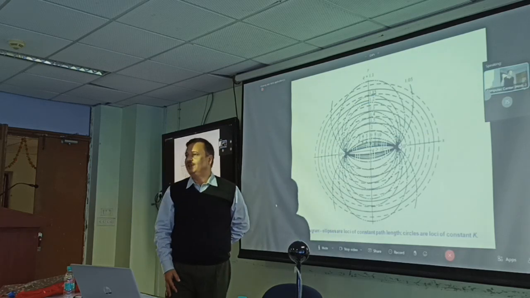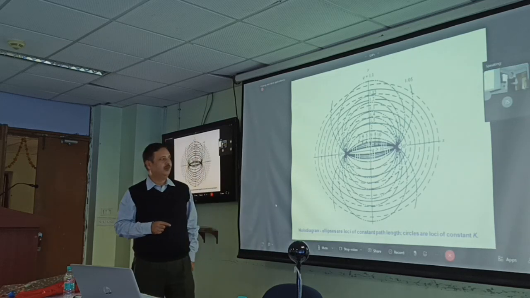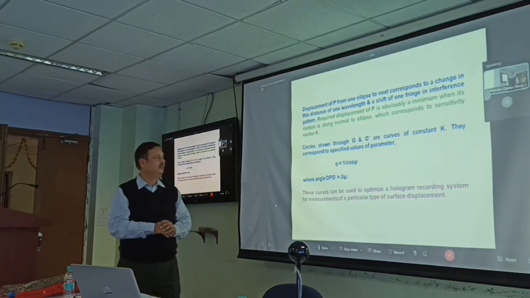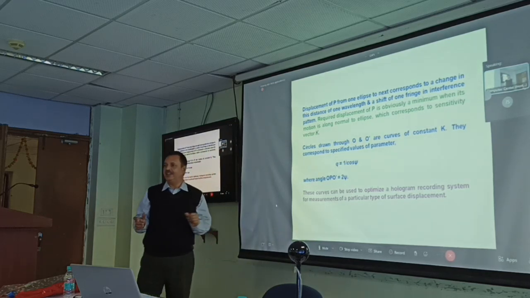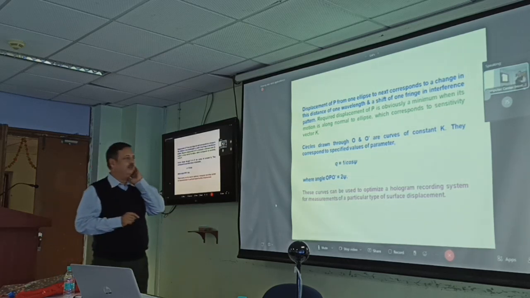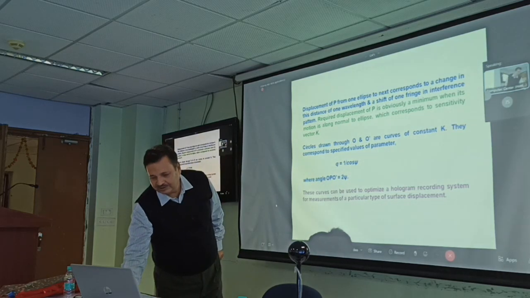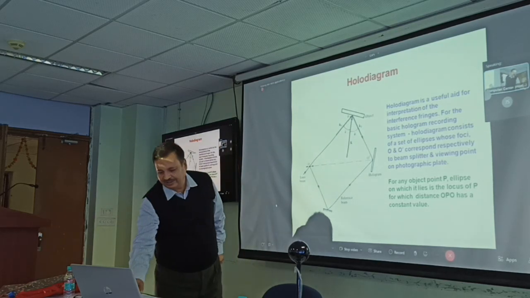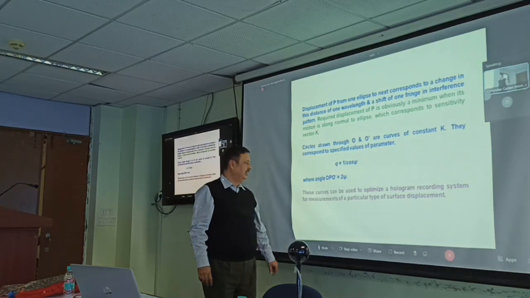Let me show you these ellipses, considering those points. This is the equation which governs that. You can draw the circles through O and O prime as the curves of constant K. They correspond to specified values of the parameter Q, which is 1 over cos psi, and psi is the angle which I showed you in this picture. Psi is this angle. So that is 1 over cos psi, and OPO prime is basically twice psi.